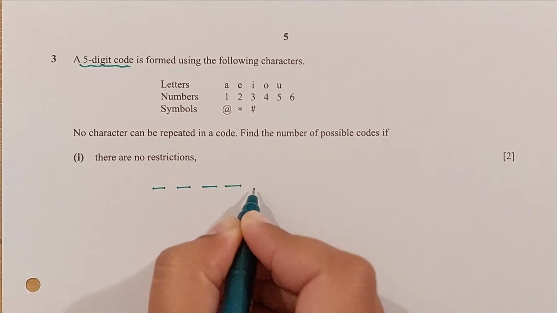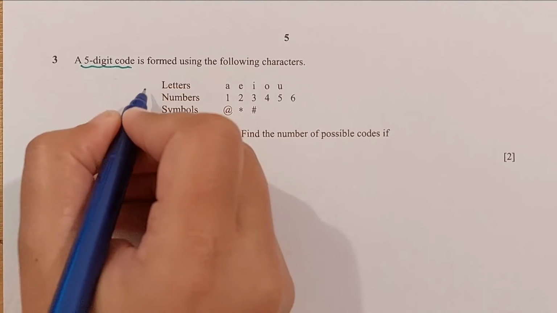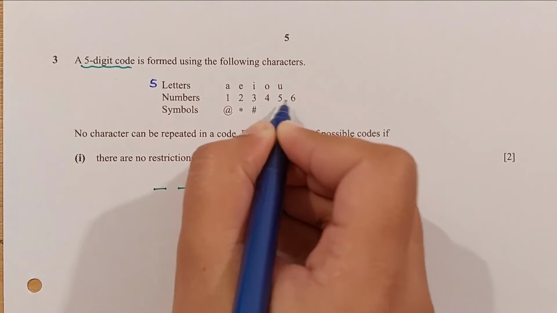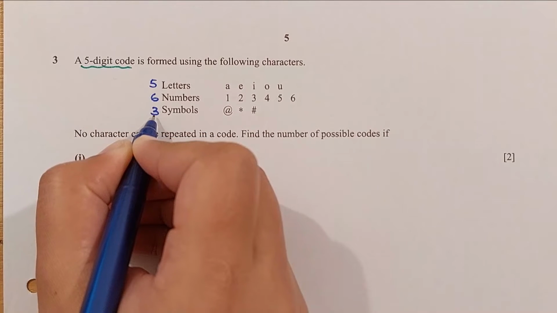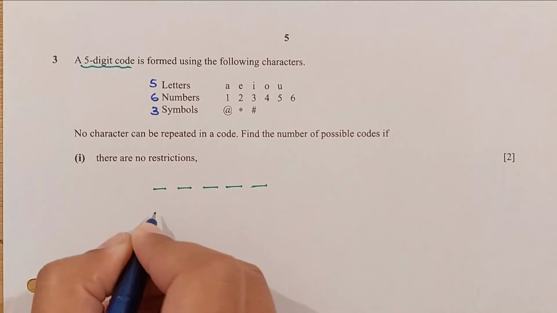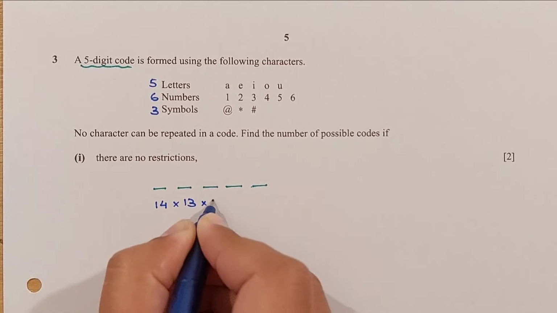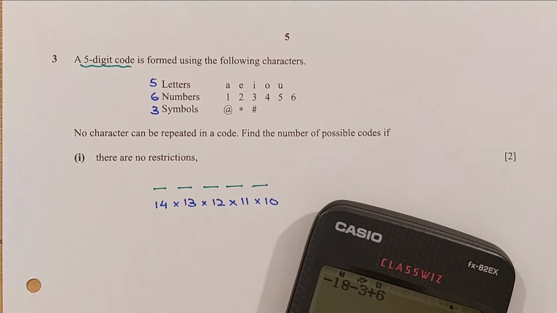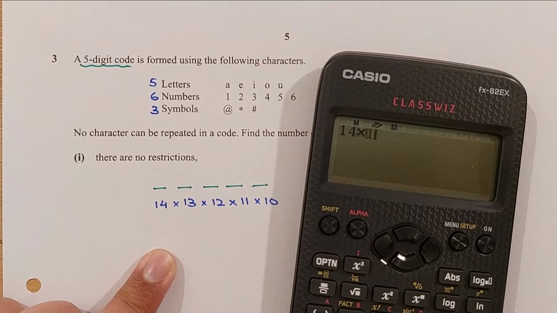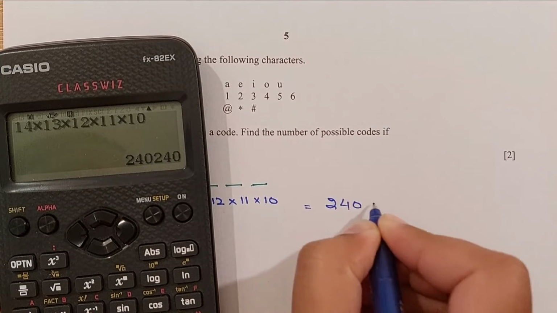1, 2, 3, 4, 5. How many possibilities do we have? There are 5 letters, 6 numbers, and 3 symbols. So the total is 14. We have 14 options for the first digit of the code, then 13 options, then 12, then 11, and then 10. So these are the possible codes when there is no restriction: 14 times 13 times 12 times 11 times 10. So this is 240,240, the number of codes we can make.